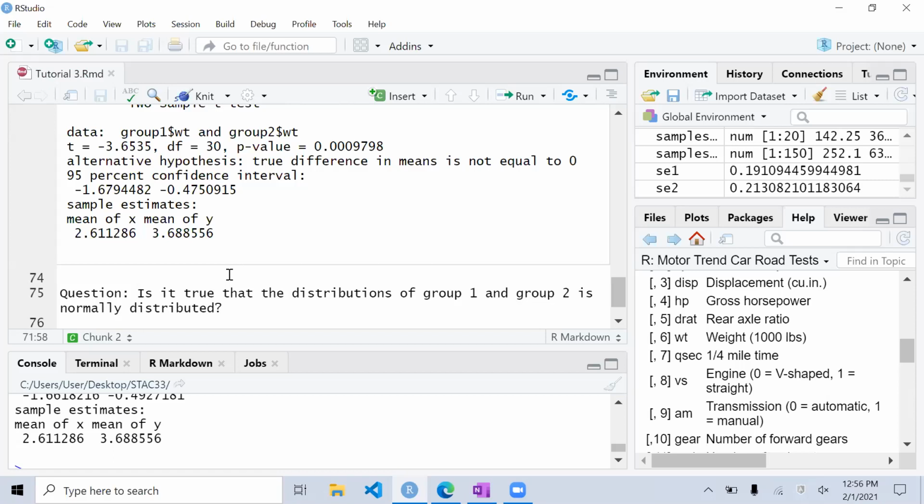What it's saying is that if you sample infinitely often, a sample of size 32, 95% of the time, you will not find 0 in your interval, basically, right?